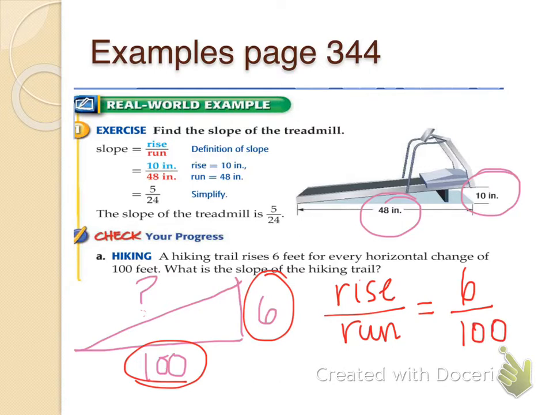Now, you can ask yourself, how would this be negative? The only way this would be negative is if it said a hiking trail falls or descends 6 feet. If it was going down for every horizontal change of 100 feet, then we would have had to put a -6 right there, and that would have made our answer negative. So make sure that your answer makes sense in the context of the question. We can actually simplify this. We can divide by 2. When we divide by 2, we get 3 over 50. So that would be our answer. The slope is 3 over 50, or 3/50.